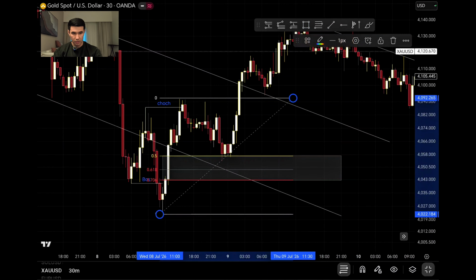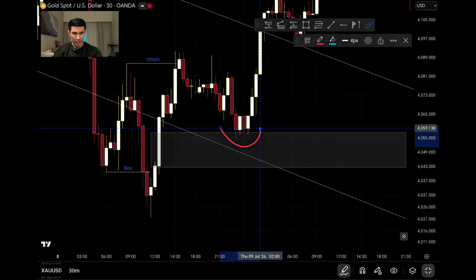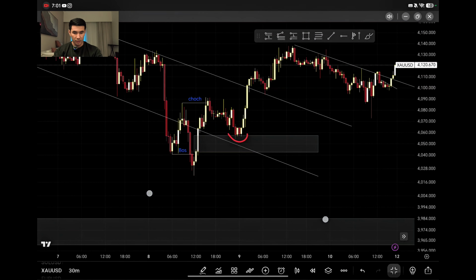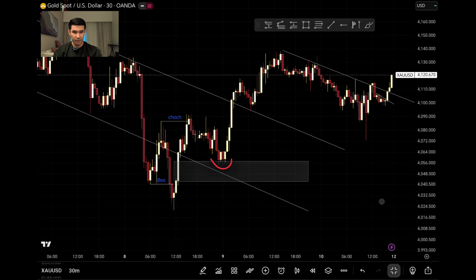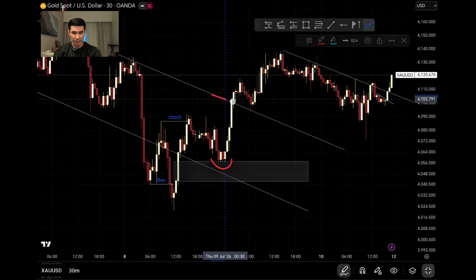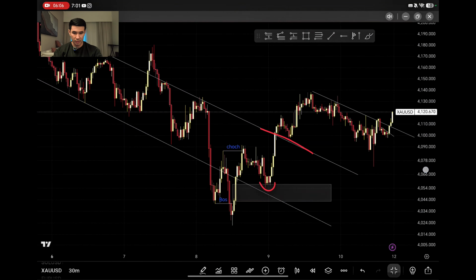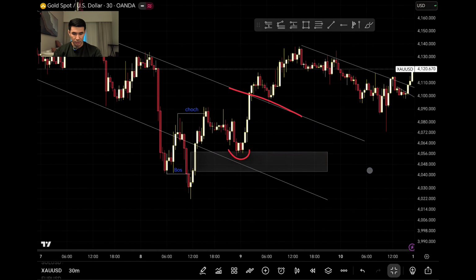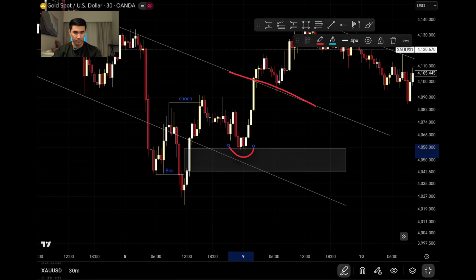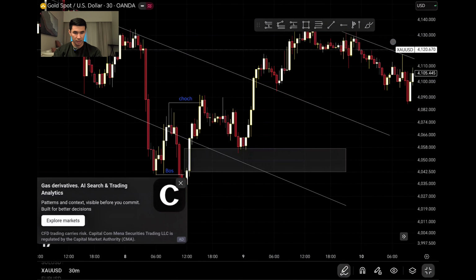Now as you see, it touched here. It touched the Fibonacci golden zone and it flew to the sky, and it even broke this trend line. It broke the trend line, even this 30 minutes down trend line, it broke it. So let me show you one more time to make it more clear.